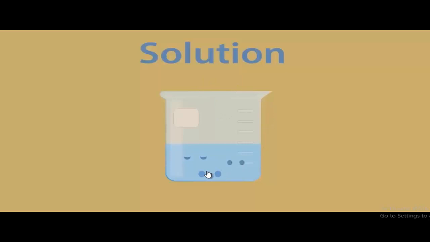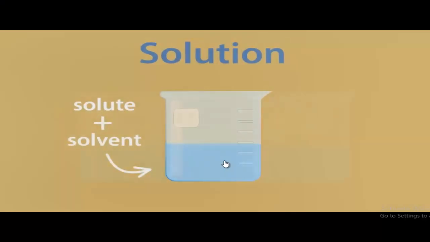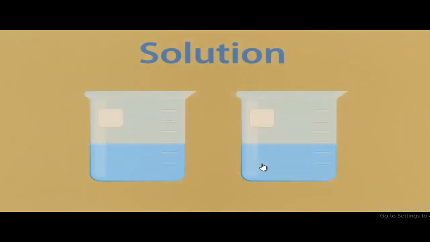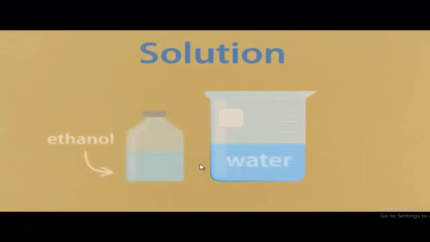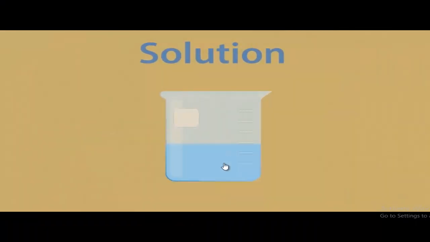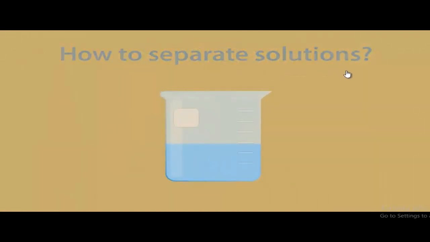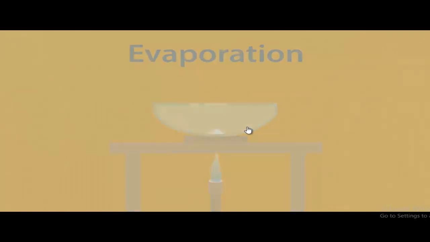Solution. A solution is a mixture of two or more substances. That means in a solution, solute and solvent are present, and also two or more liquid substances can make a solution, for example ethanol and water. Now, how can we separate solutions? Follow here. When salt or a solid dissolves in a solution, then by heat, that means by the evaporation process, we can easily remove the solvent from the solute.